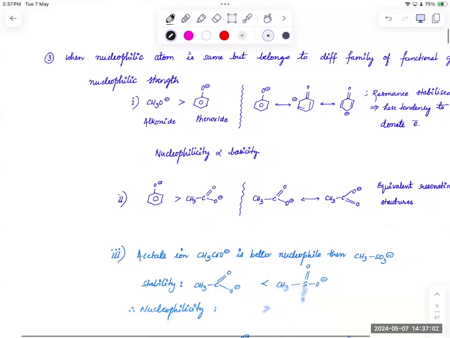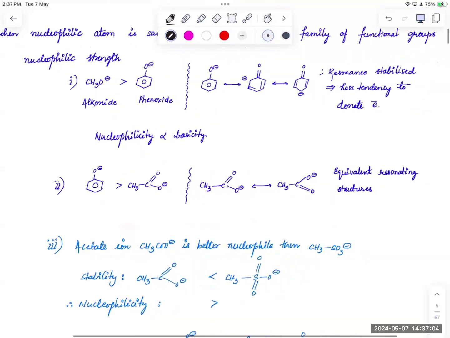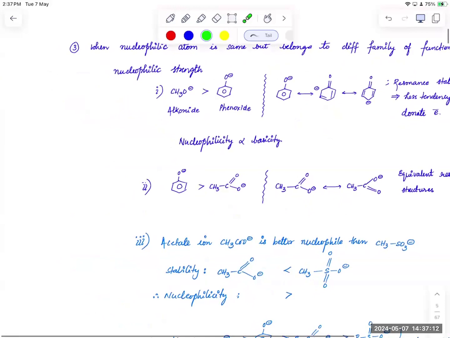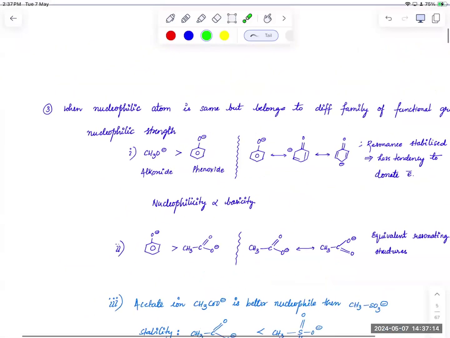Next, if nucleophilicity is the same but belongs to a different family of functional group, then you know what will happen to their nucleophilic strength. It will straight away depend upon its basicity. You can see nucleophilicity is directly proportional to basicity.